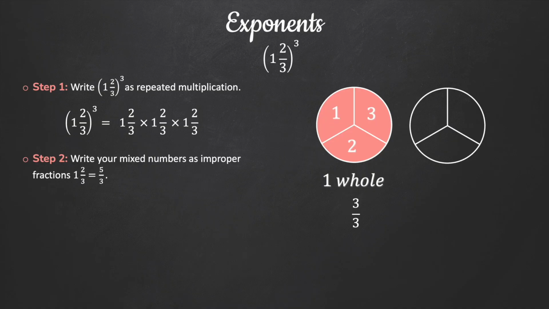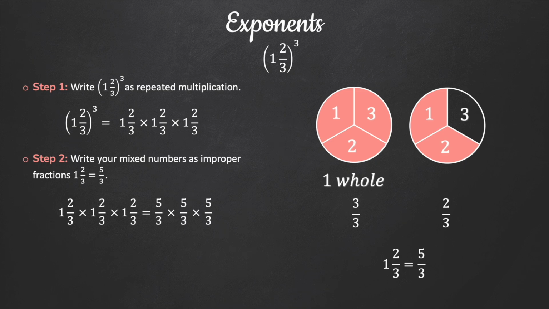Then we also have 2/3. So that means we have 2 out of 3 pieces shaded in. So here we have one whole and 2/3. Notice that in total we have 5 pieces shaded in, and in order to make a whole we need 3. So that means that 1 2/3 is equal to 5/3. The 5 represents how many parts we have shaded, and the thirds represents how many we need to make a whole. So we need 3 pieces, and that's where we get the denominator from.